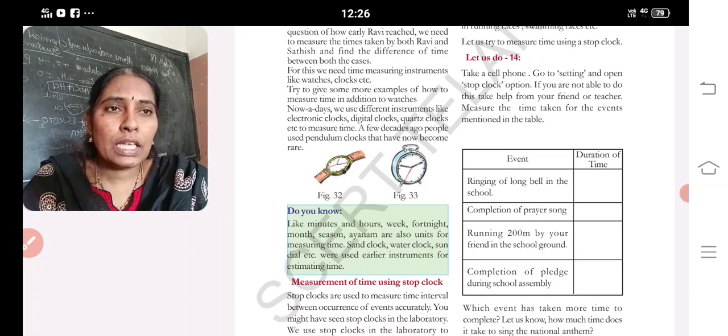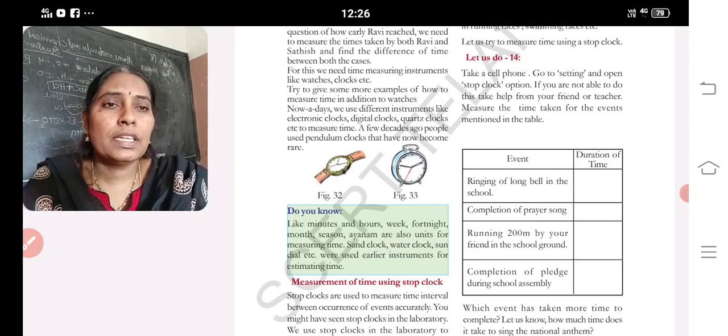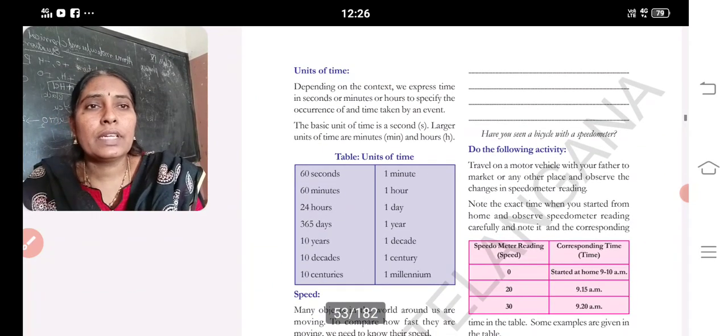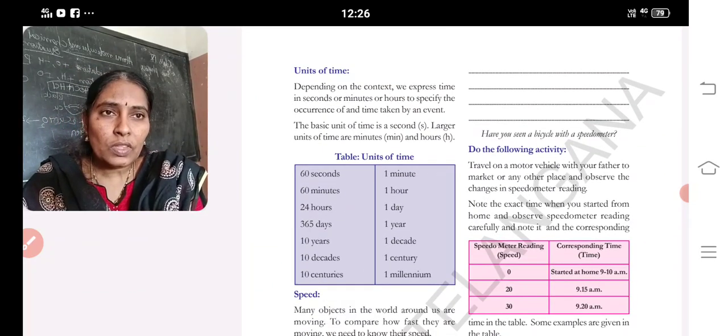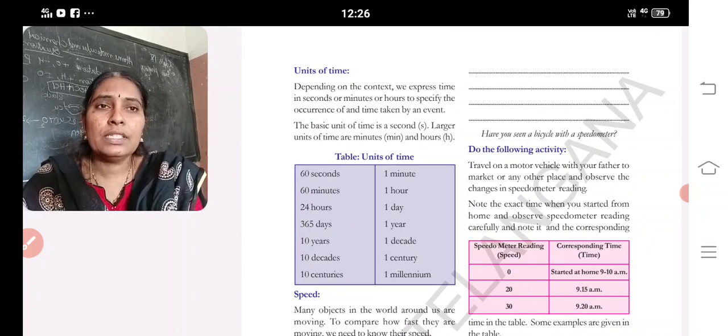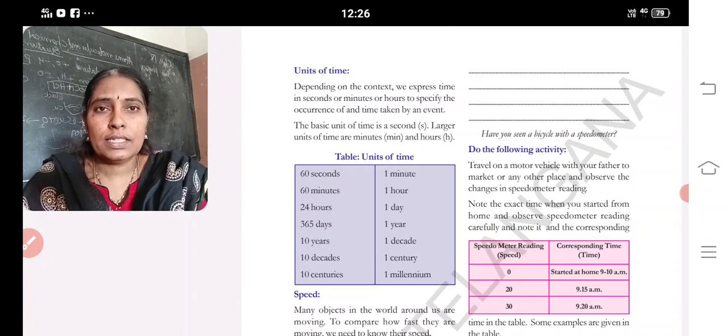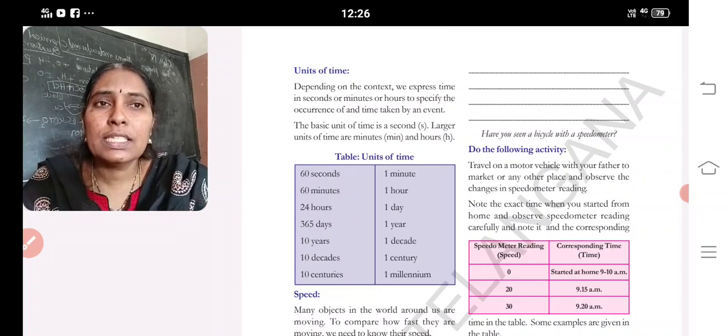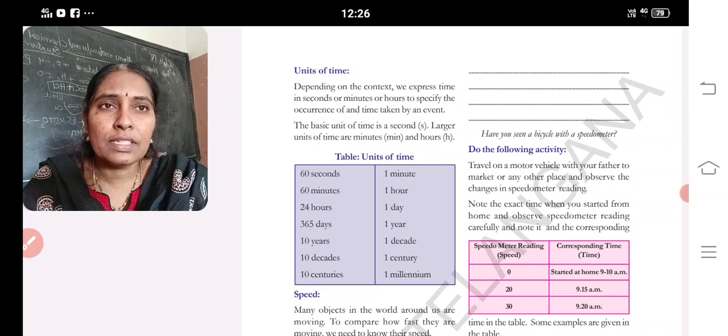Measuring of time using a stopwatch. How we will use a stopwatch to measure time. Units of time: time is measured in seconds. Larger units of time are minutes or hours. The shortest, smallest unit of time is seconds, and the larger units are hours or minutes.